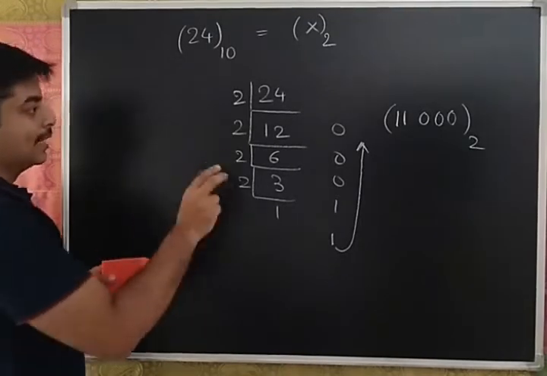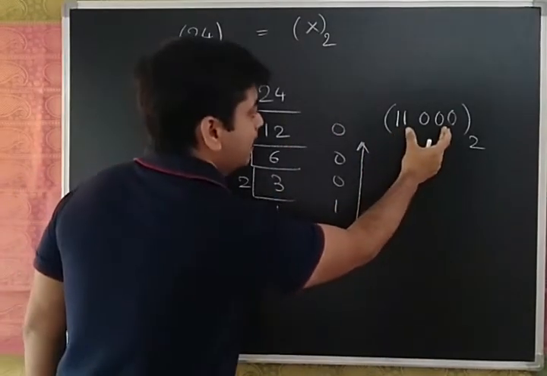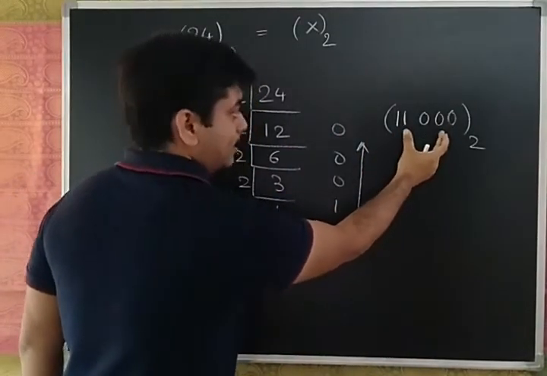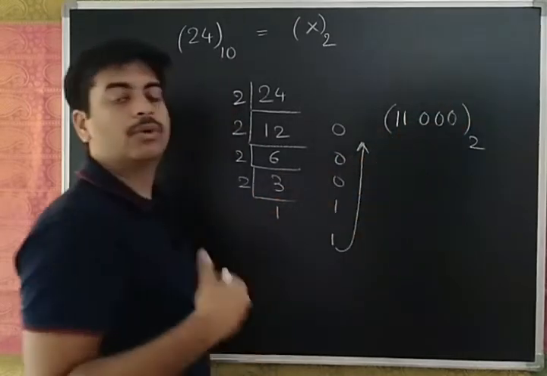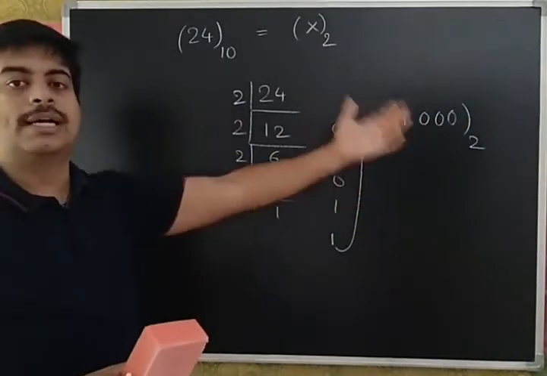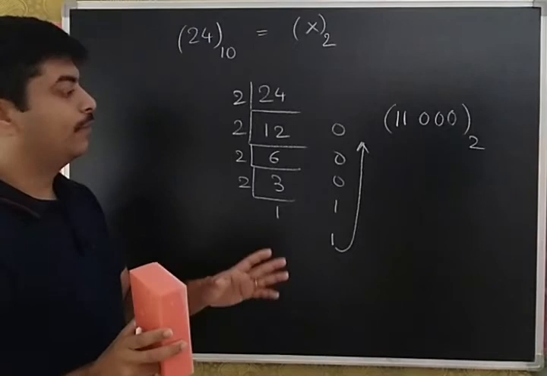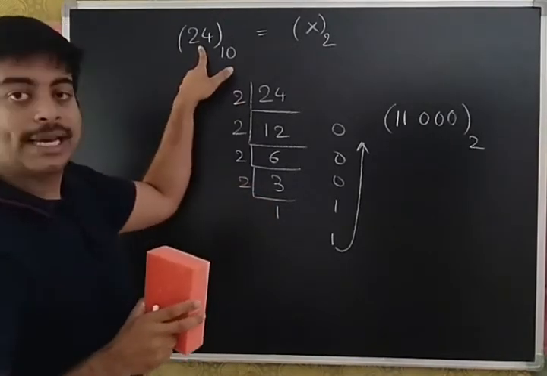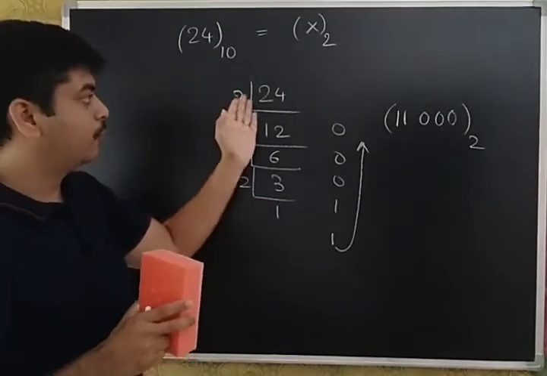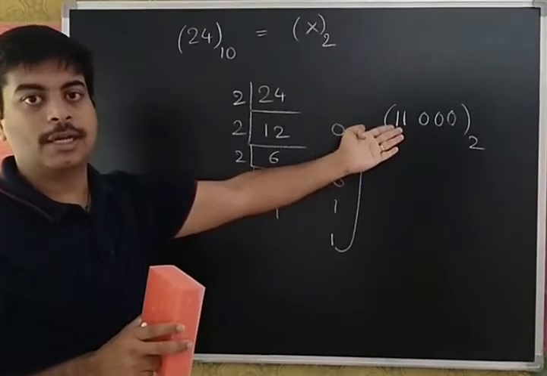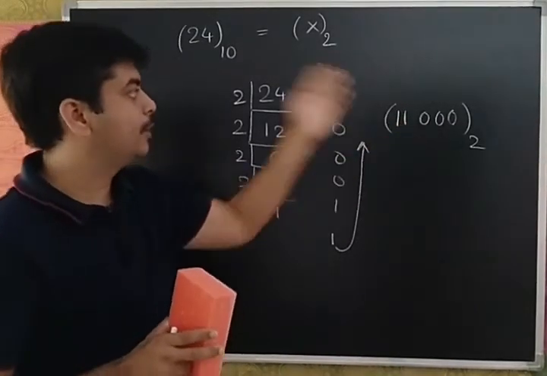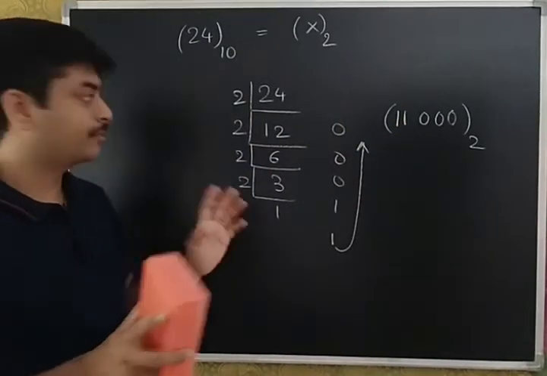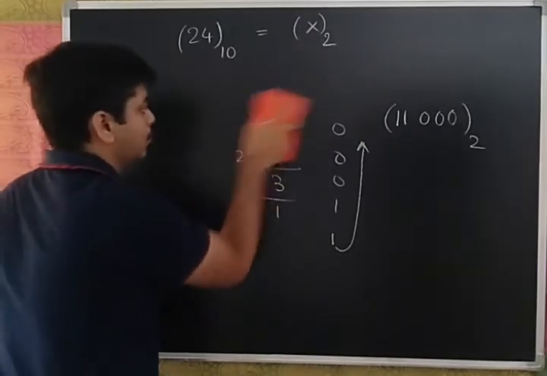So let us see the equivalent. This is a binary number; how do we convert this binary to the decimal system? If we have done it correctly, we should get 24, because 24 is what we changed to binary. So if you convert this binary to decimal, you should get 24. Let us quickly do that.